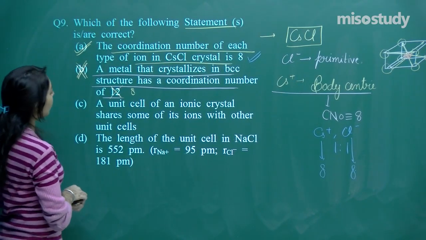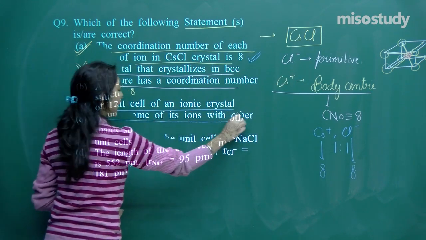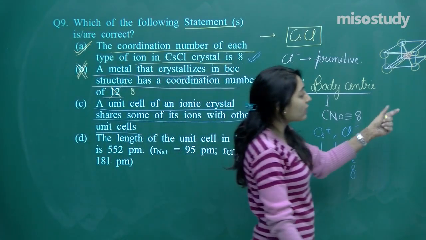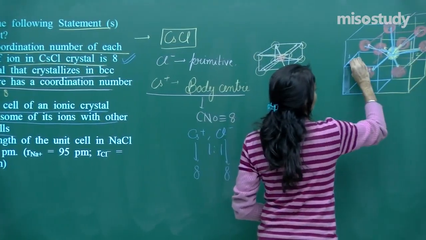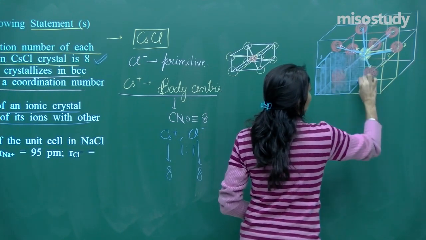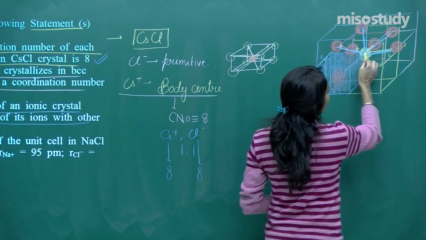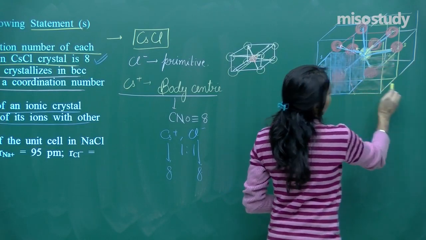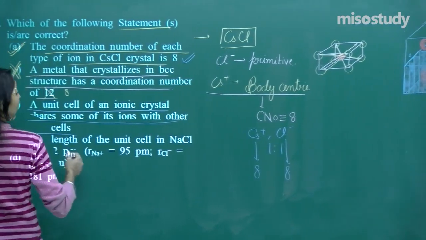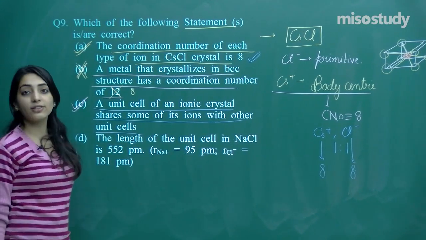Okay. Moving further: a unit cell of an ionic crystal shares some of its ions with the other unit cells. That is perfectly okay, right? See, so there is a unit cell of an ionic crystal. I am considering this blue unit cell. Don't you think this Cl is a part of this blue unit cell? Along with this, the Cl is also a part of the yellow unit cell. Right? So it is quite possible that if there is any particular atom in the unit cell, it might be shared with the other unit cell as well. So option number C is also correct.